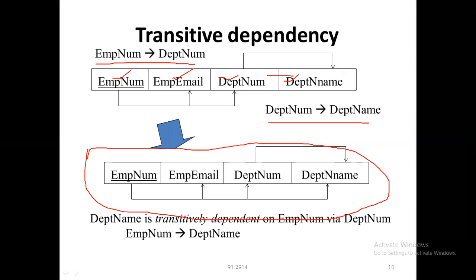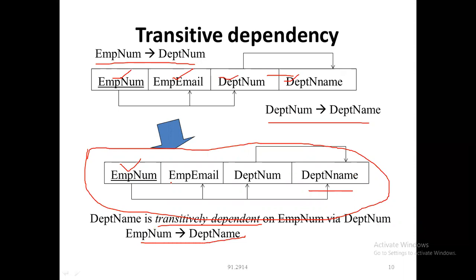The department name is transitively dependent on the employee number. How is it dependent? Because the employee works in a particular department. When I ask which department you belong to, you will say commerce. So that person depends on that department; indirectly it is dependent. When it is indirectly dependent, that is called a transitive dependency. Via department number, the employee number can be connected.